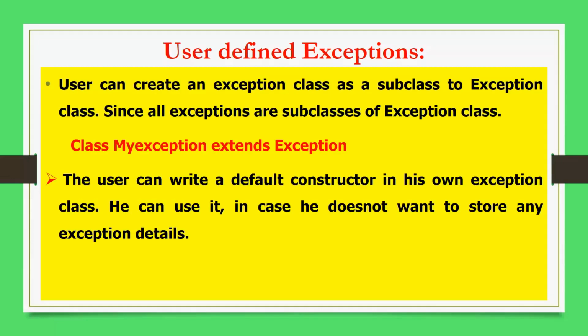Next, user-defined exceptions. It means the user can create an exception class as a subclass of the Exception class, since all exceptions are subclasses of the Exception class. So the user can write a default constructor in his own exception class and then he can use it in case he does not want to store any exception details. You can see here the syntax: class MyException. MyException is our user-defined class. Extends, we are using the extends keyword because we are inheriting from the Exception class.